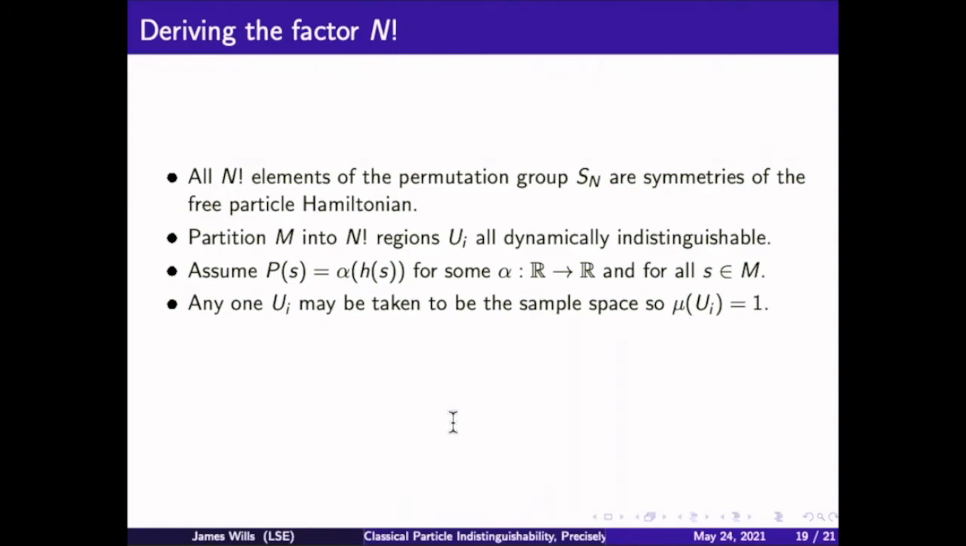Now, any one of the UIs may be taken to be the sample space, because it contains all and only the states which are observationally distinct from each other, dynamically distinct in this case. Given that it's a sample space thus construed, the measure on UI had better be 1.